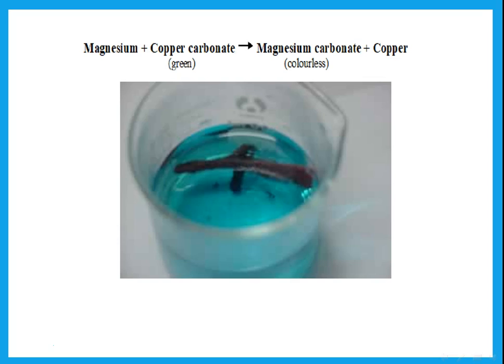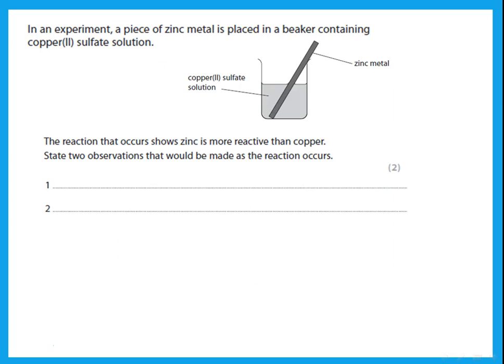The copper carbonate is originally a green color. When it changes into magnesium carbonate, it is now a compound of group 2. Compounds of group 2 have no color. So the solution becomes colorless, and I will start to see a reddish precipitate of copper. Okay? A typical question. Let's take a look at what type of question we have.